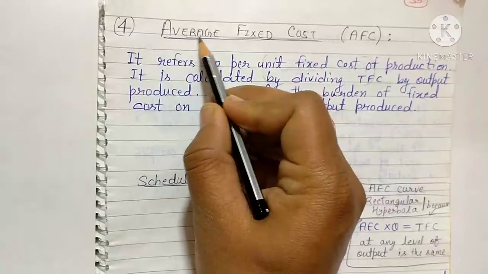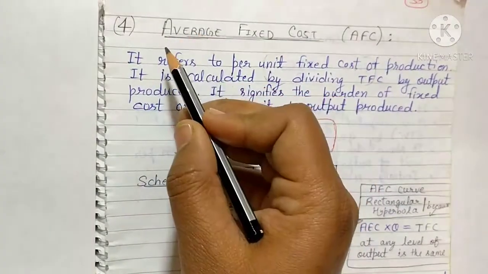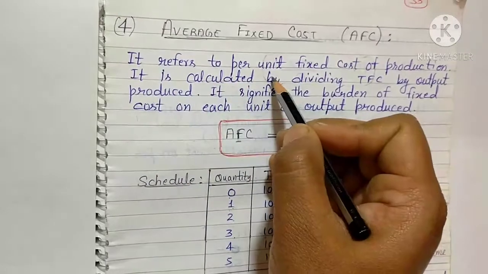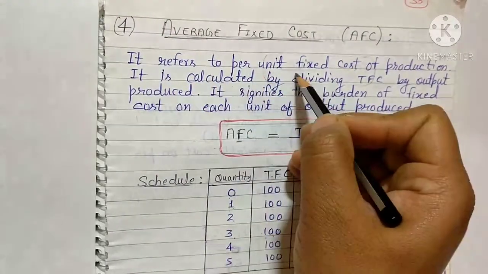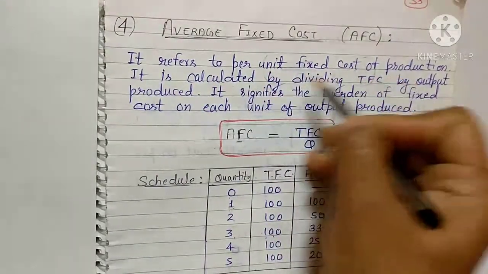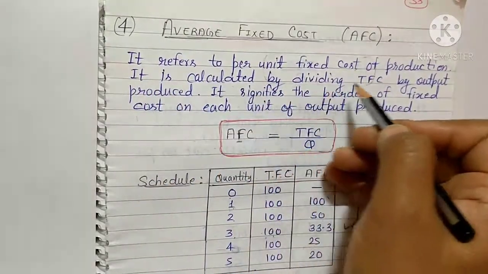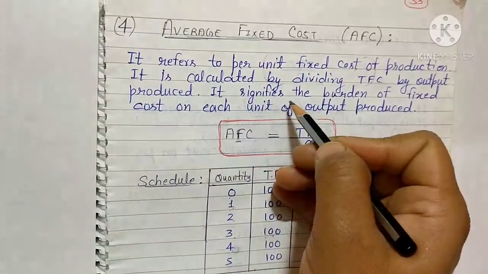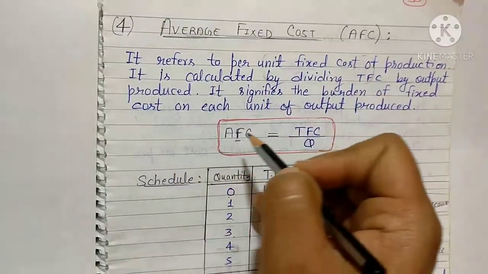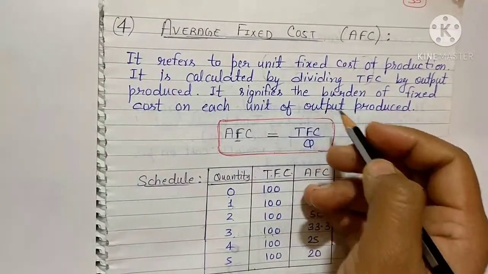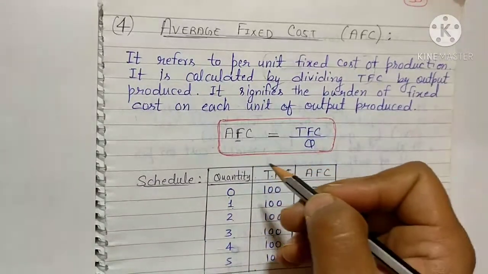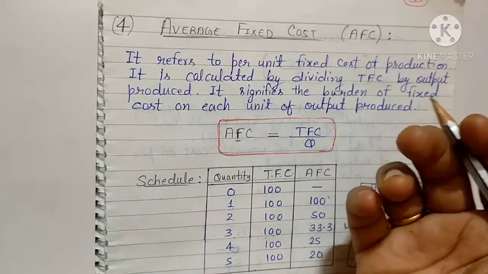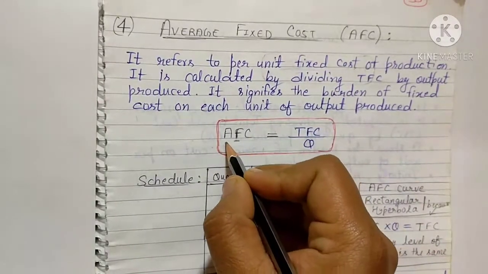As the word is there, average, it means we have to find the average of fixed cost. So how can we find it? It refers to the per unit fixed cost of production. It is calculated by dividing TFC by output produced. So it signifies the burden of fixed cost on each unit of output. If we divide our total cost by the units, then what comes is called average fixed cost.